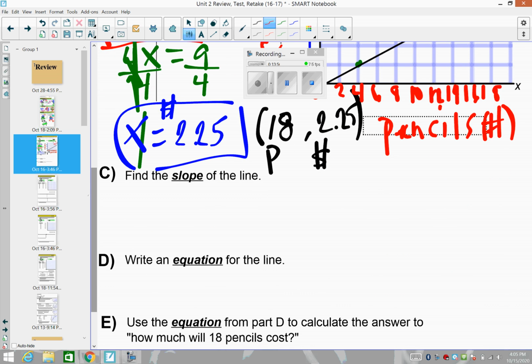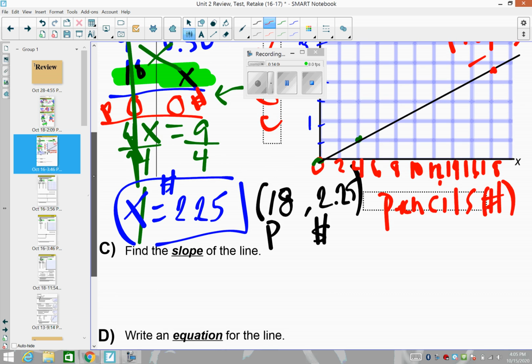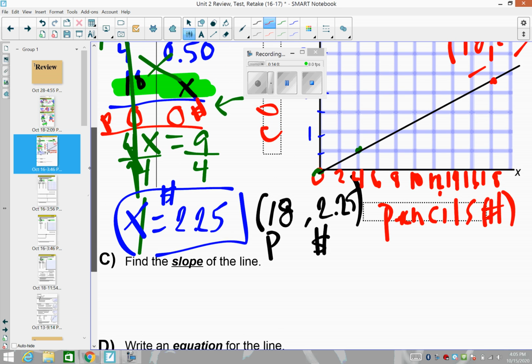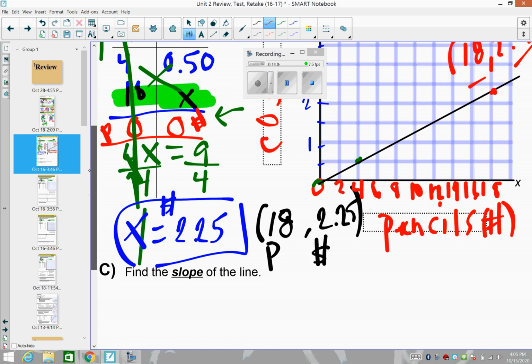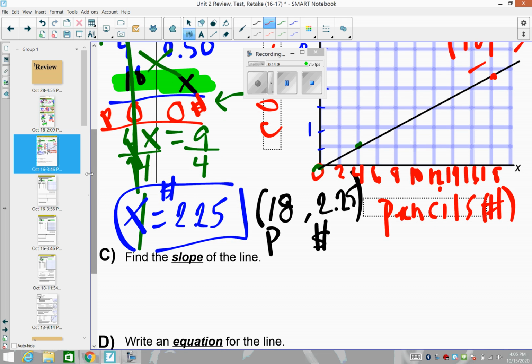Find the slope of the line. We have some choices here. You can use rise over run, which is not super friendly in the graph. I think I'll use it. Rise over run in the graph then would be this box right here. So the rise would be 50 cents. And the run would be 4 pencils.